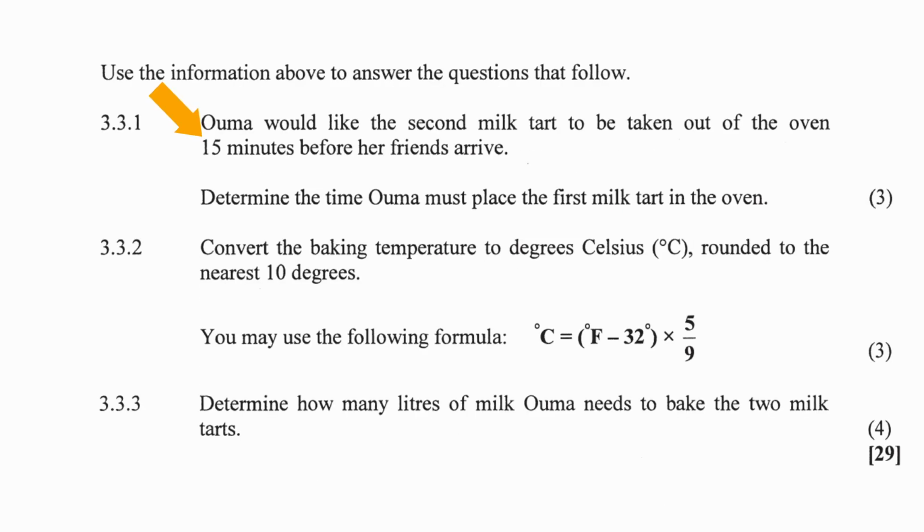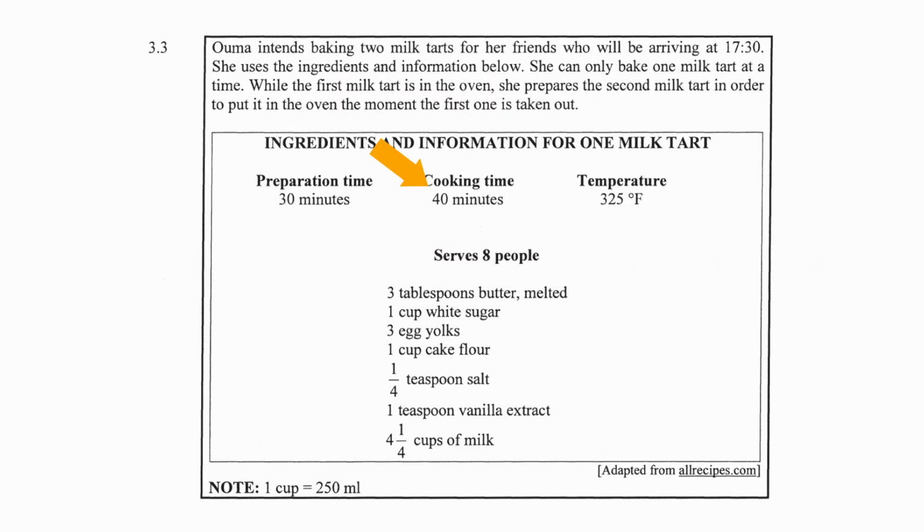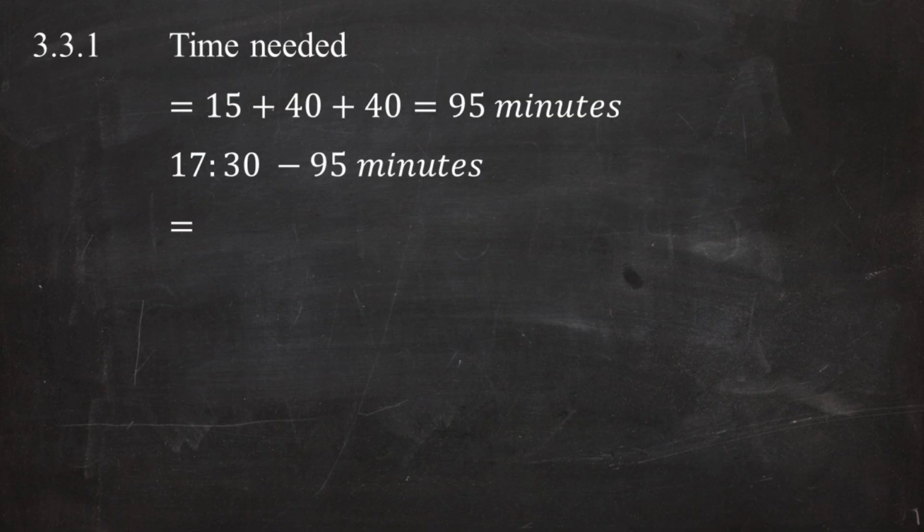Since we want 2 milk tarts prepared 15 minutes before the guests arrive, we will have to subtract the total cooking time for the 2 milk tarts plus the 15 minutes from the arrival time of the guest. So 5:30 in the afternoon minus 95 minutes or 1 hour and 35 minutes will give us the time that the first milk tart has to be placed in the oven of 5 to 4 in the afternoon.